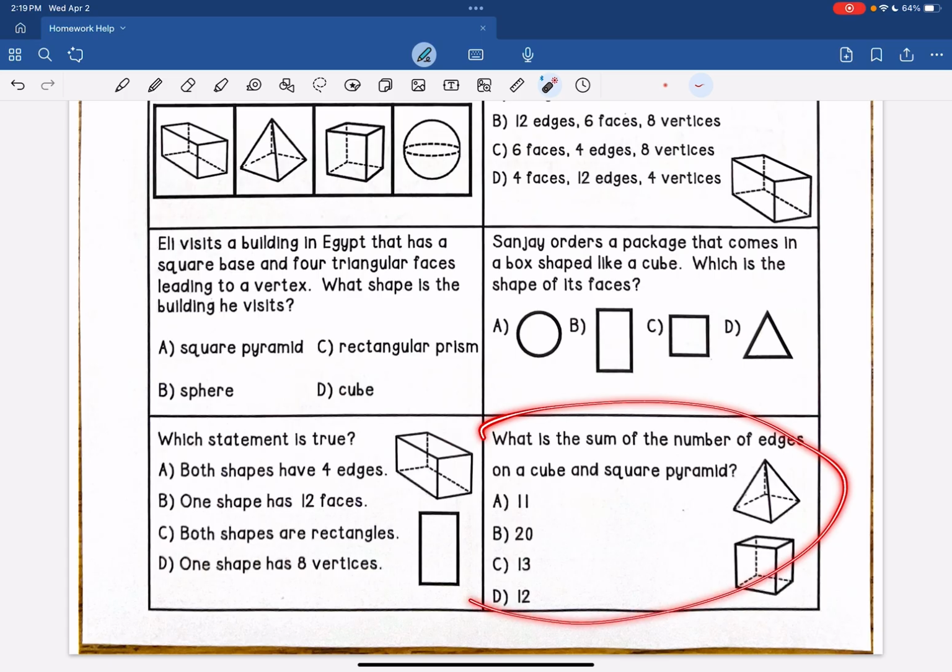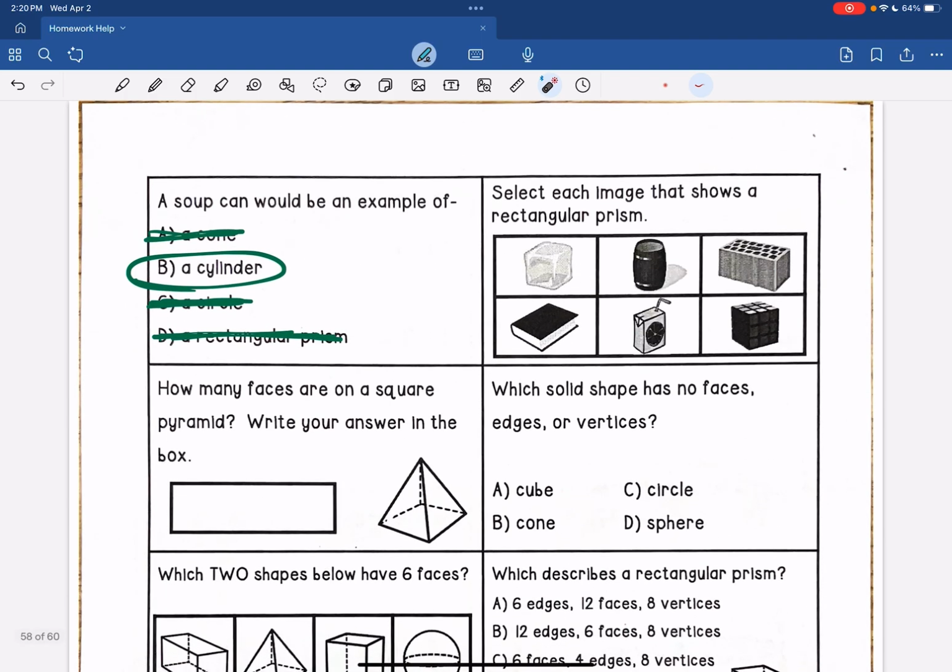All right, so I want you to go ahead and try these on your own. If you're totally stuck on any of it, give it a question mark and bring it to your teacher tomorrow.